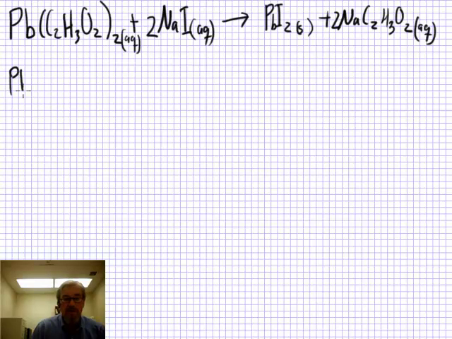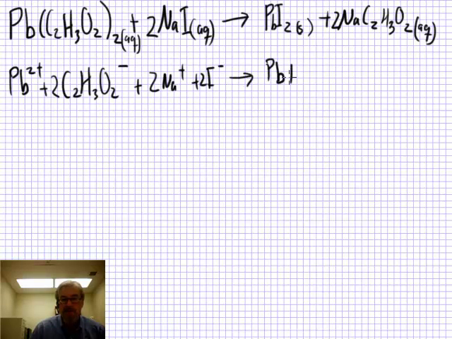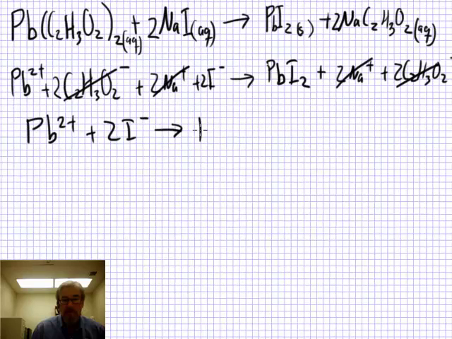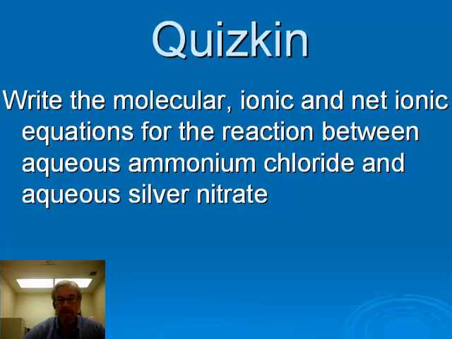So Pb2+ is separate from C2H3O2 1-, and there are 2 of these. Also, sodium and iodine can be split up. So 2 Na+ and 2 I-. PbI2 I can't split up because that's a precipitate, but sodium acetate I can. So 2 Na+ and 2 C2H3O2-. To do the net ionic equation, I have to figure out what my spectators are, and they turn out to be acetate and sodium. So my net ionic equation is Pb2+ plus 2 I- makes PbI2. Give this one a try, and I'll give you an answer in a moment.